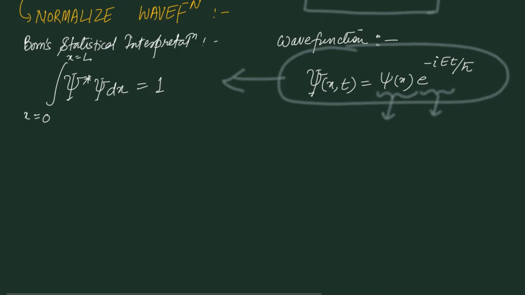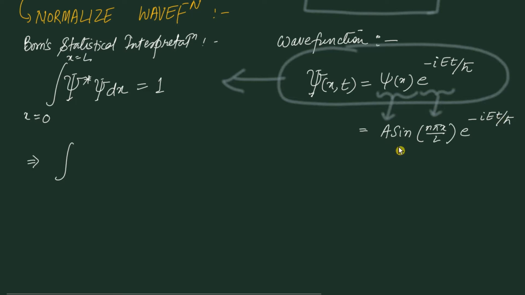So let me put this in this particular integral. If I put this here, this is nothing but a sine of n pi x upon L e to the power minus iEt upon h cross. This is what we just now obtained. So this becomes a sine of n pi x upon L e to the power... Now this is the complex conjugate of the wave function, right? Complex conjugate means that the iota is replaced by negative iota.